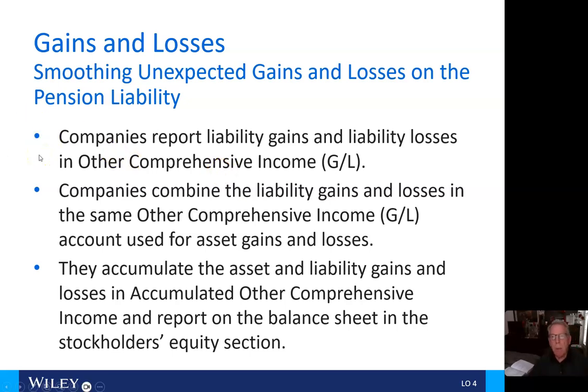One, the companies report liability gains and liability losses in other comprehensive income. Two, companies combine the liability gains and losses in the same other comprehensive income account used for asset gains and losses. And three, they accumulate the asset and liability gains and losses in accumulated other comprehensive income and report on the balance sheet in the stockholders' equity section.